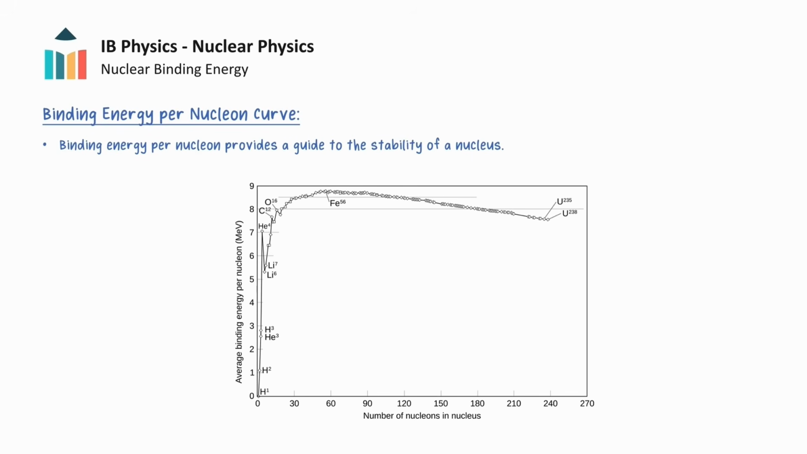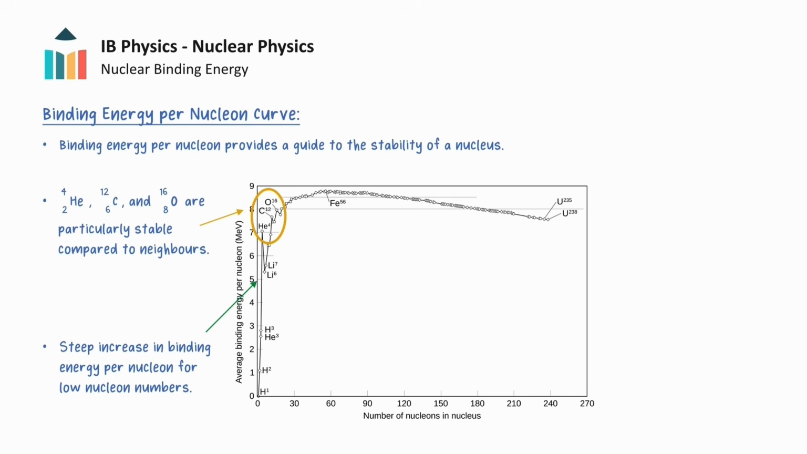The quantity binding energy per nucleon is used as an indicator of the stability of a nucleus. The following graph shows how the average binding energy per nucleon varies with nucleon number, and we can note down some of its features. The binding energy per nucleon increases steeply at low nucleon numbers, since the strong nuclear forces between nucleons will dominate. Moreover, there are peaks at helium-4, carbon-12, and oxygen-16, which shows the particularly high stability of these nuclei compared to their immediate neighbours.